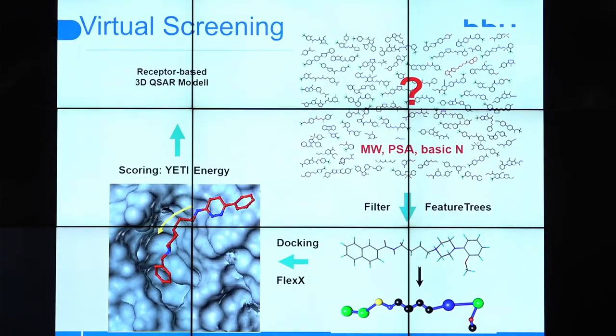Would you directly prepare this compound with the best scoring factor here? When you have 9 billion compounds that you have virtually screened, and then you go for 20 compounds which have a good, nice scoring function, would you go directly into synthesis of these compounds?